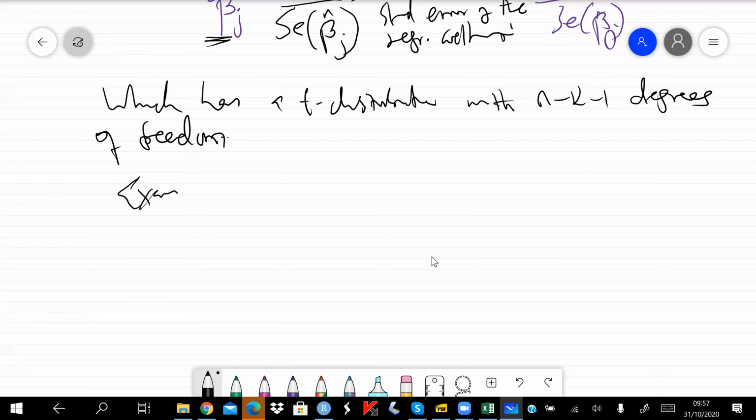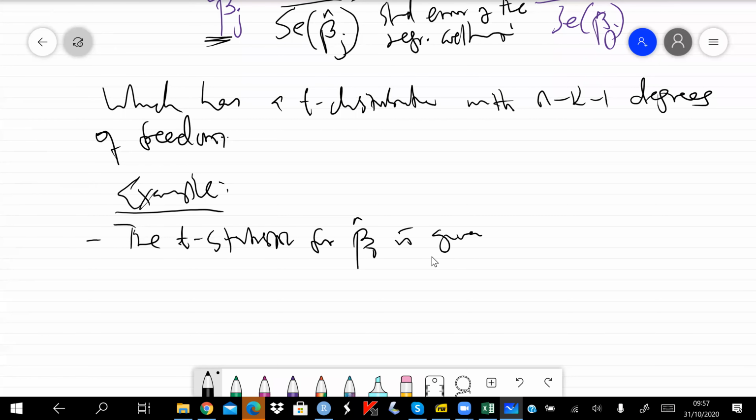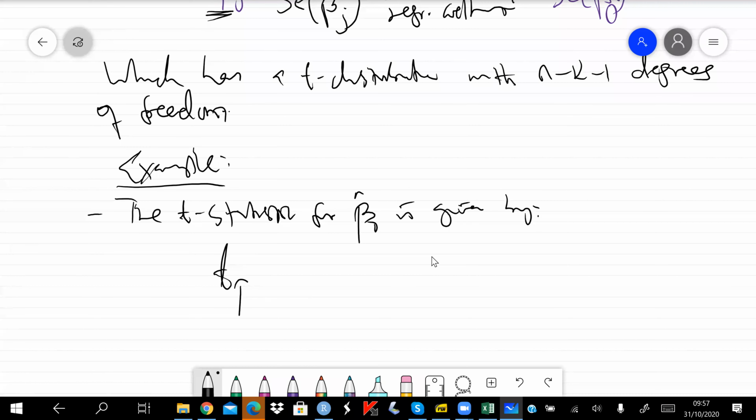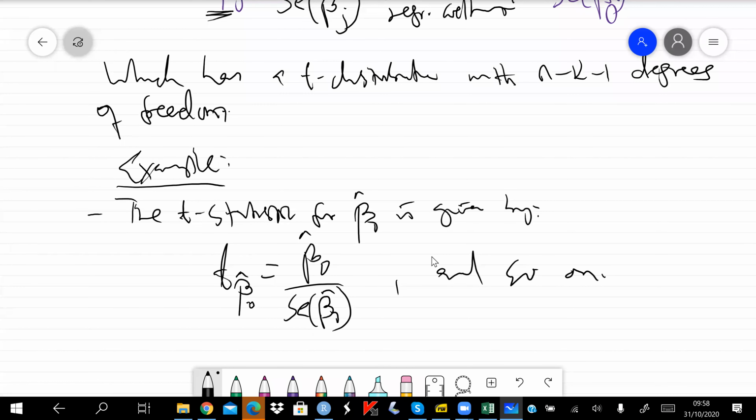Example, let me have some illustrations. The T statistic for beta naught hat is given by T of beta naught hat is equal to the estimated value of beta naught divided by the standard error of beta naught hat, and so on and so forth. Using a similar approach, we can define the T statistic for beta 1 estimate. So T of beta 1 is equal to the estimate of beta 1 divided by the corresponding standard error. You can do that for all the regression coefficients.